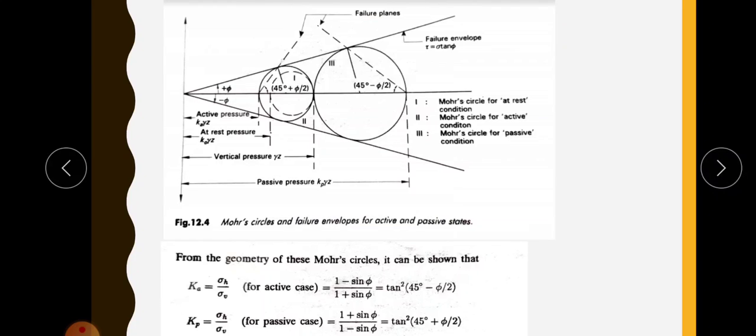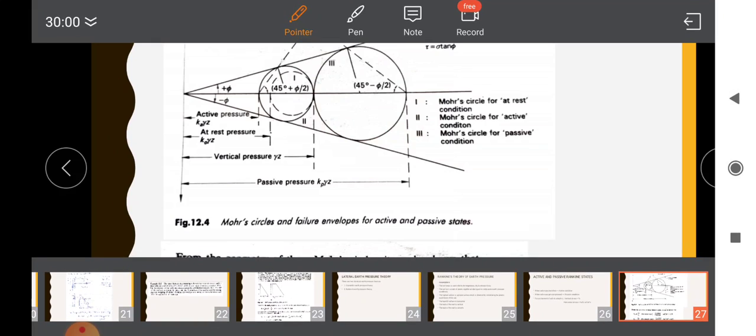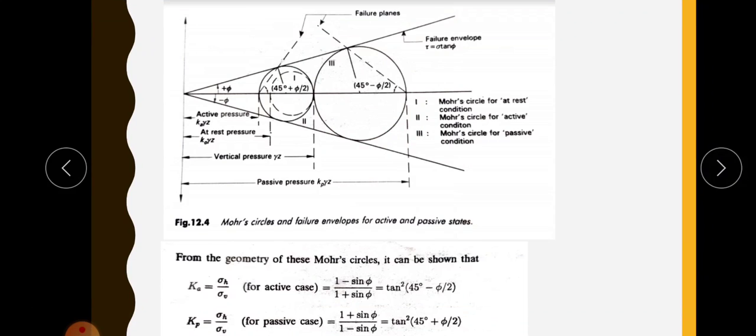Next we can discuss the active and passive conditions. For that there is a Mohr circle. You have studied the Mohr circle in your mechanics of solids, so I hope you all know about this. Here you should not draw the Mohr circle, just see the variation. Here you can see the active pressure condition, the at rest pressure, and then the passive pressure. The pressure is marked on the x-axis.